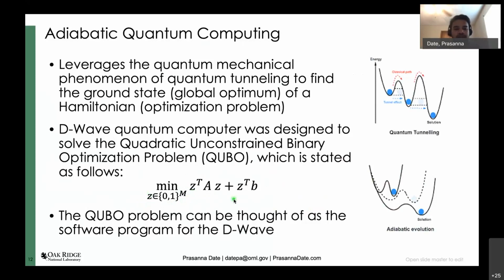Okay, and the QUBO problem, so we have a question here. What does the capital M mean? It's just a natural number. It's just the dimension of the vector Z. So Z is going to be an M cross 1 vector, A is going to be an M cross M matrix, and B is an M cross 1 real vector. So the QUBO problem can be thought of as a software program for the D-Wave quantum computer.